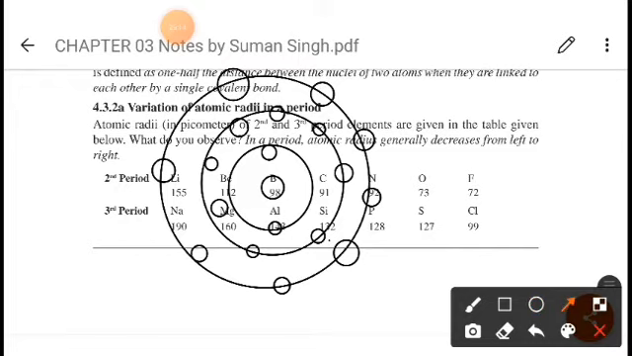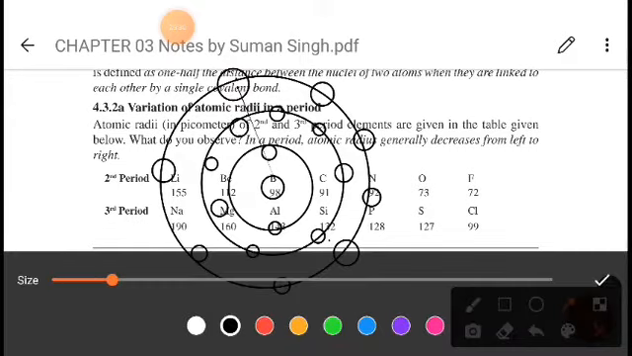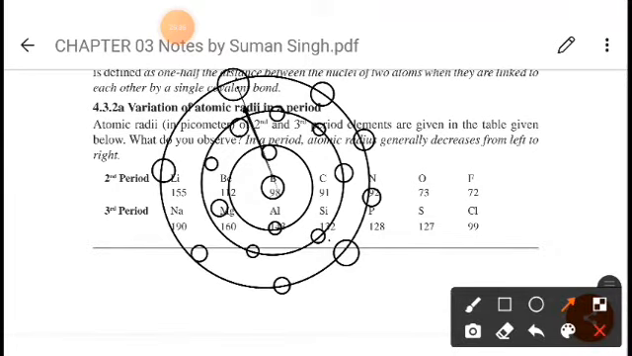So what will happen, this nucleus will exert some force on this electron, and with that force the nucleus will try to pull this electron towards itself. This nucleus will try to pull the electron towards itself. It will exert some force here, and with that force the nucleus will try to attract this electron towards itself.